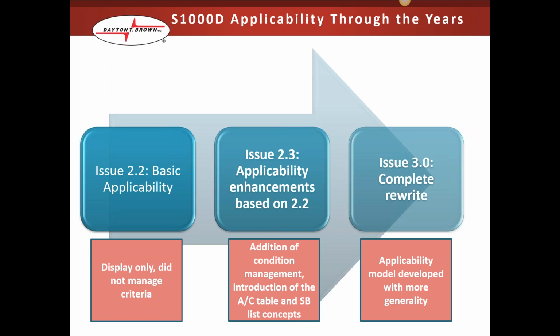and we really took a look at it and went, that still doesn't get us to where we want to be. So at issue 3.0, we decided to completely rewrite the applicability model, kind of scrap everything that was in 2.2 and 2.3, and develop a model with more generality to it, to have it do what it does today.